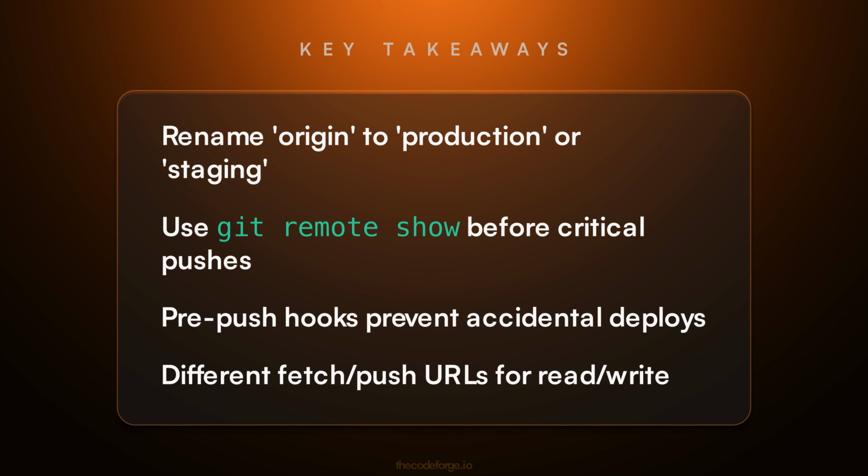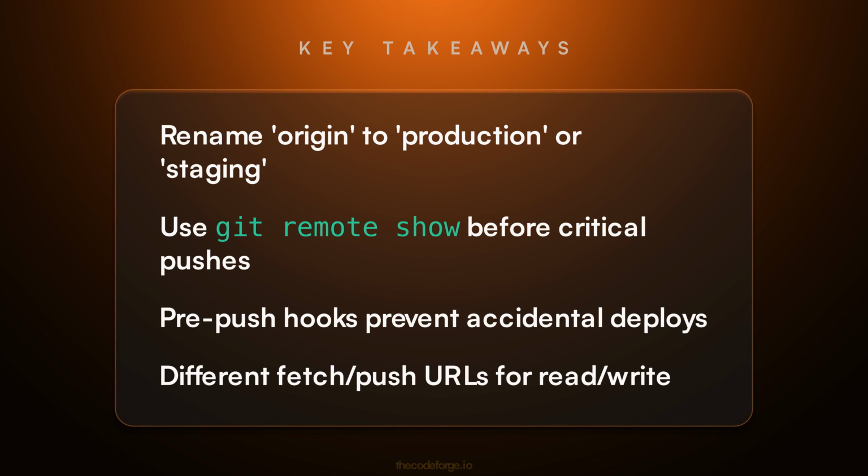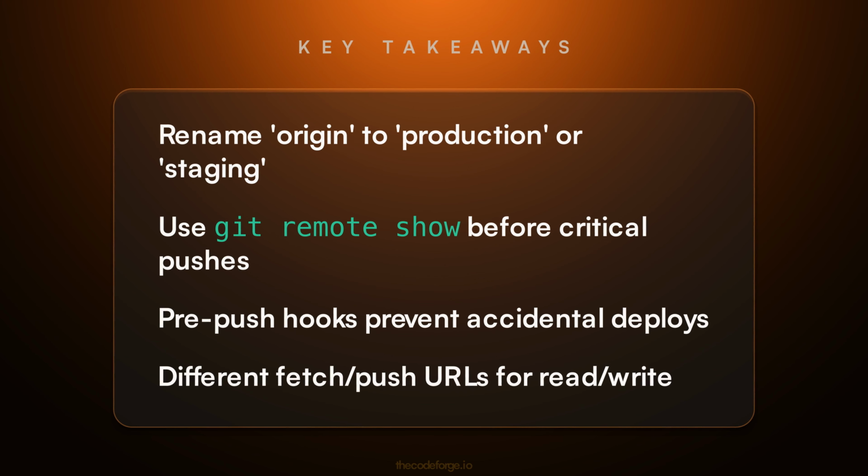To summarize, always rename origin to something descriptive. Use Git Remote show to verify remote details before pushing. Implement pre-push hooks that warn when pushing to production. And consider using different fetch and push URLs for read-only and write access.